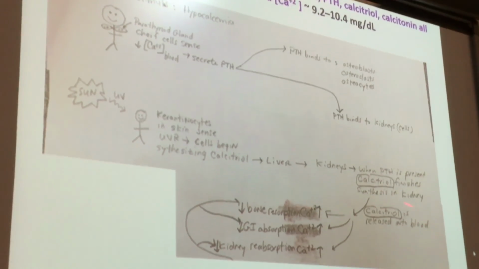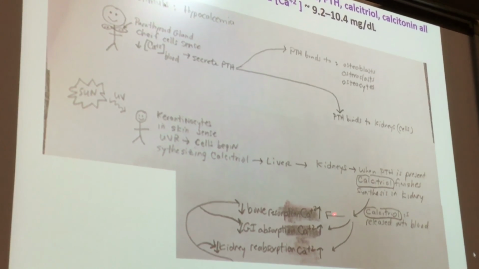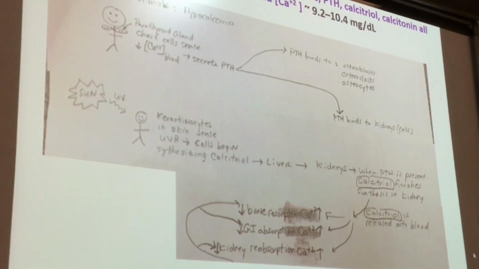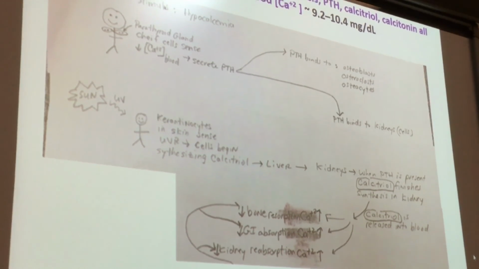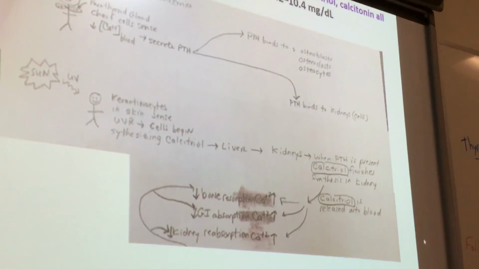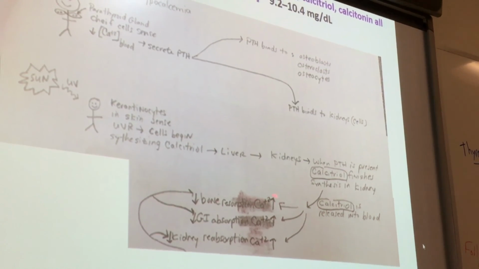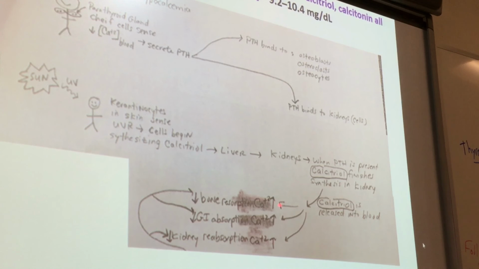What can calcitriol do as a hormone? Calcitriol can go to the bone. So in addition to PTH, calcitriol can go to the bone. It's going to increase bone resorption of calcium. What's bone resorption? Is that breaking the bone down or building it up? It's breaking it down. So calcitriol, in addition to PTH, is also going to increase bone resorption.